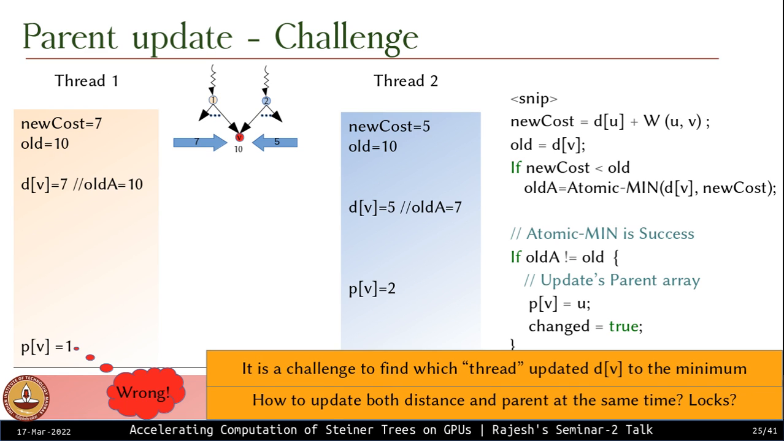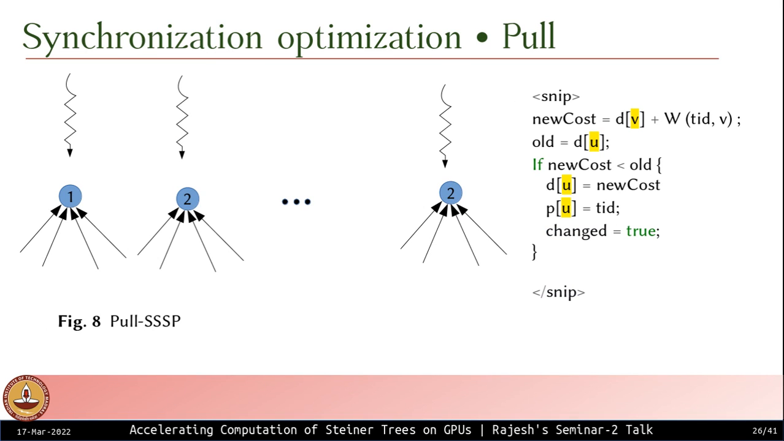Notice that this scenario we are showing is only for 2 threads, but in general it could happen for multiple threads. So it is a challenge to find out which thread is updating the dv to be the minimum, so that we can update the parent array accordingly. So we overcome this situation with a very simple approach.